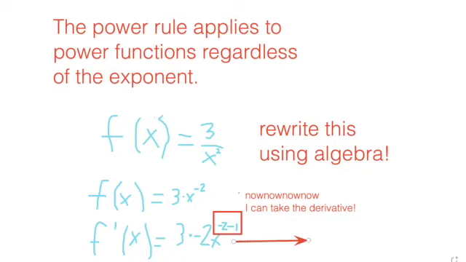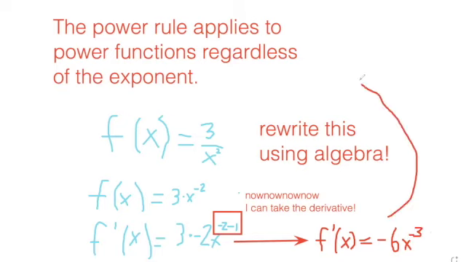Now I'm going to probably want to clean this up as f prime of x is equal to negative 6 times x to the negative 3. And if I wanted to, I could even rewrite that one more time as f prime of x is equal to negative 6 over x cubed. Because this negative exponent wants to go somewhere else. It wants to go down to the denominator.